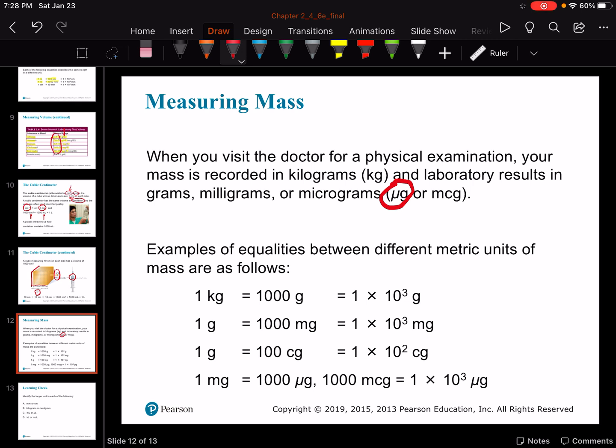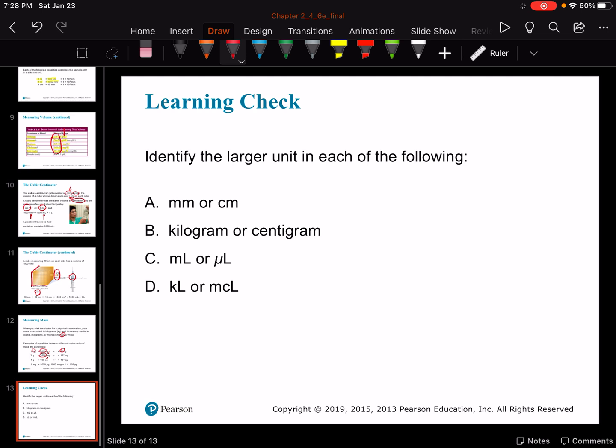So examples of equalities from different metric units of mass go as follows. A kilogram, right, that means 1,000, so that's 1,000 grams, or 10 to the 3 grams, right? 1 milli means 1/1000th, right? So it's going to take 1,000 thousandths to make a gram, right? And 1 centigram, centi is 1/100th, so it's going to take 100 100ths to make a gram, right? That's what that's about. All right, so let's finish this off with a learning check.